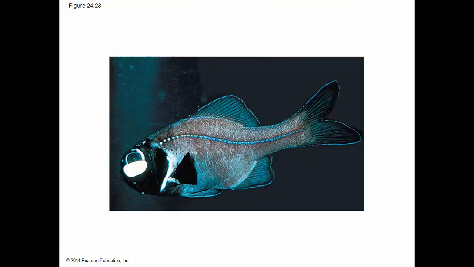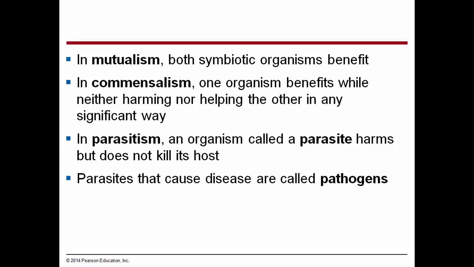Here is a symbiotic relationship between the flashlight fish, which is a deep undersea fish that lives in the benthic zone where there's almost no light, and a bioluminescent bacteria, which is occurring here in the patch under its eye. This is where the bioluminescent bacteria lives, and the bacteria gains a home from this fish, and the fish gets bioluminescent capacity. It's able to attract other fish of the same species based on the bioluminescence. Bioluminescence is the ability to produce light just based on biological factors. Okay, that's a mutualistic relationship. Both symbiotic organisms benefit.